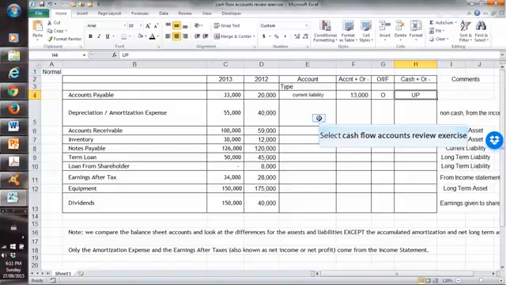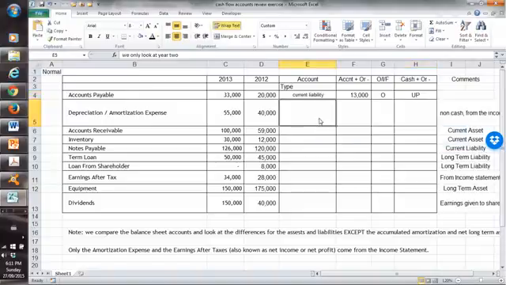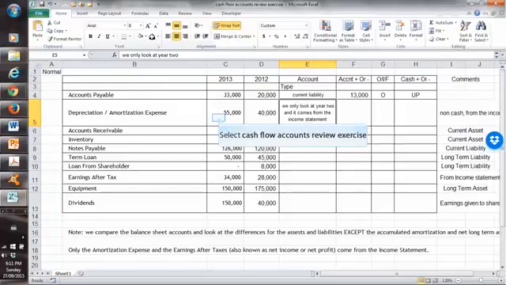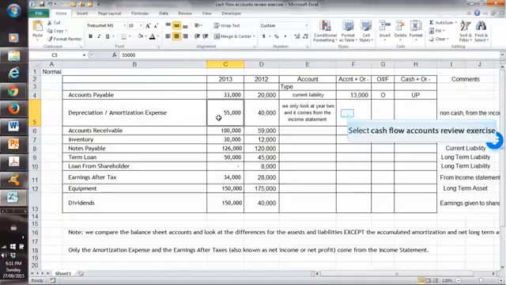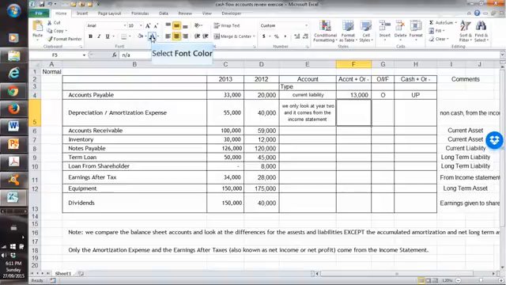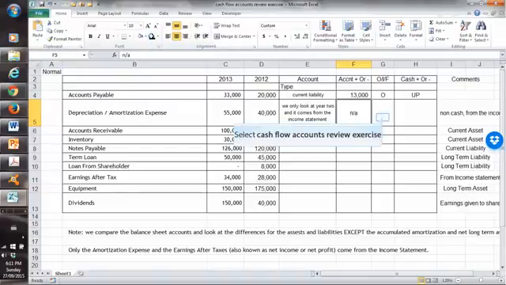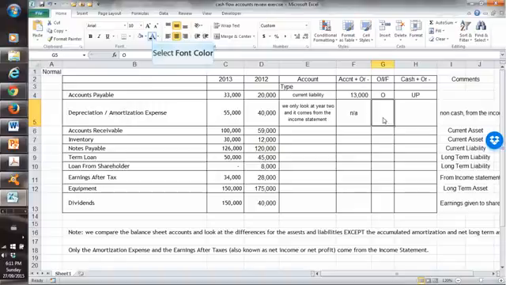Okay. Depreciation, amortization. Well, in 2012 was 40,000, and 2013 was 55,000. But we don't really care about 2012. We're only looking at the latest year. And the expense comes from the income statement. Okay, so it's all the 55,000. It doesn't really apply whether the account went up or down. It just is operating, investing, or financing, and it's operating.